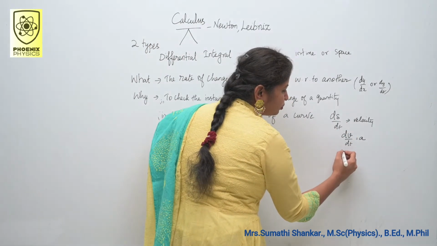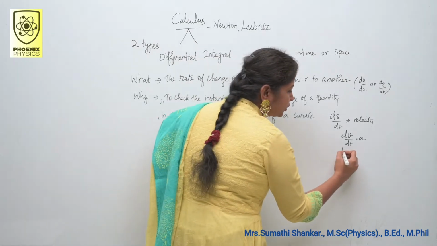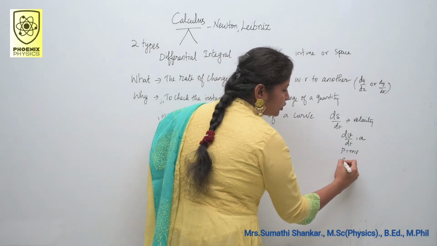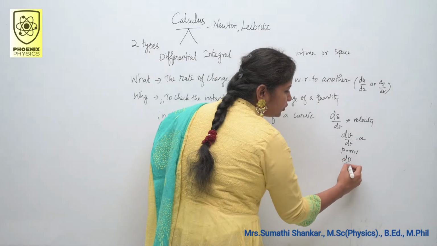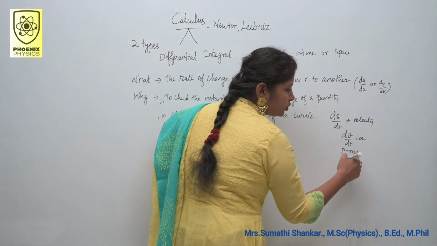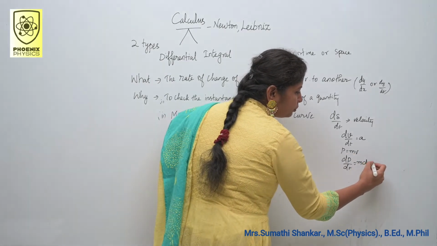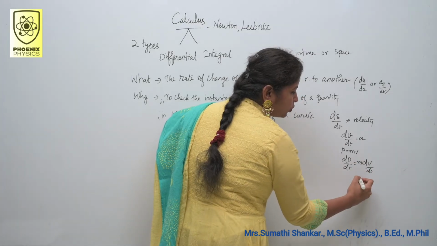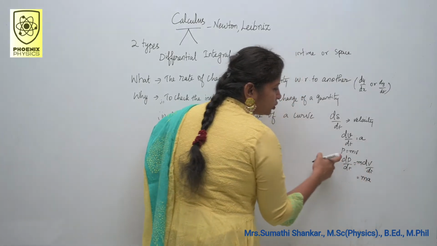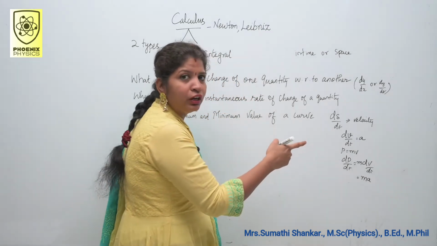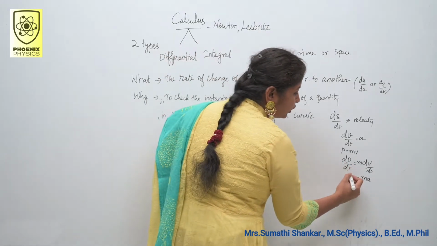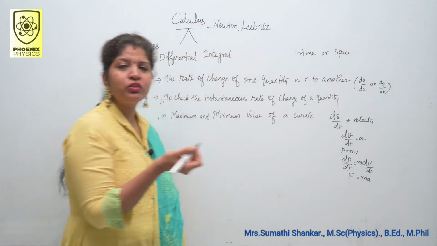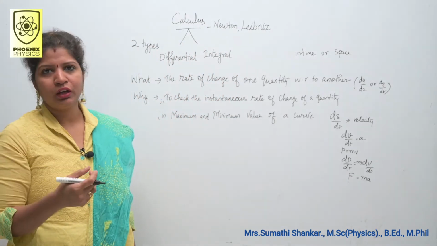Derivative of momentum. What is the formula for momentum? p is equal to mv. The derivative of momentum, that is dp by dt, is equal to m, which is a scalar, times dv by dt. dv by dt is equal to a. So, ma. So, the derivative of linear momentum is equal to force, according to Newton's second law. What is Newton's second law? F is equal to ma.